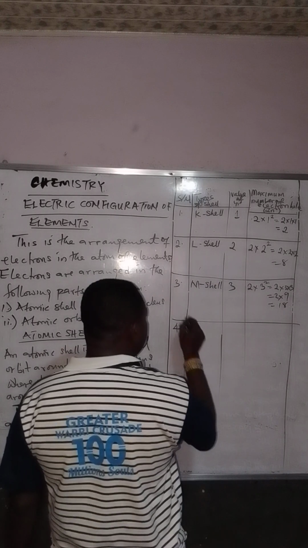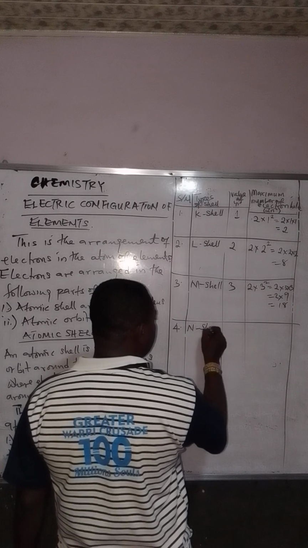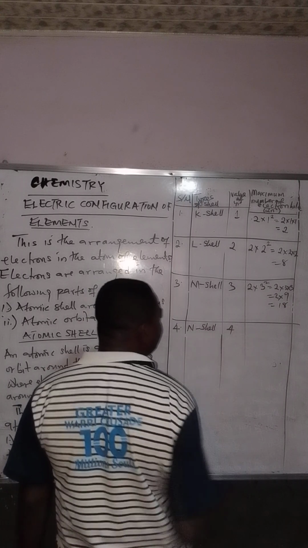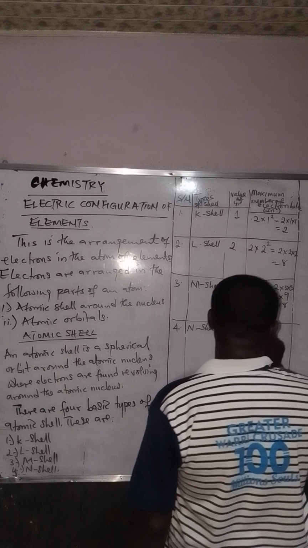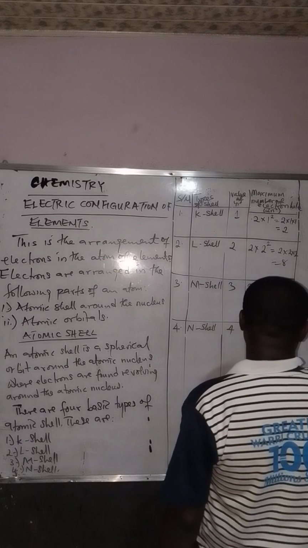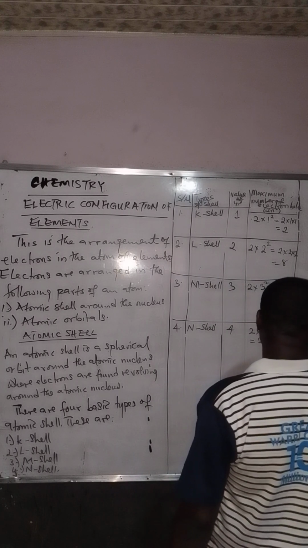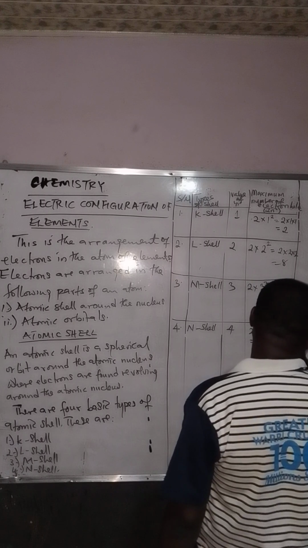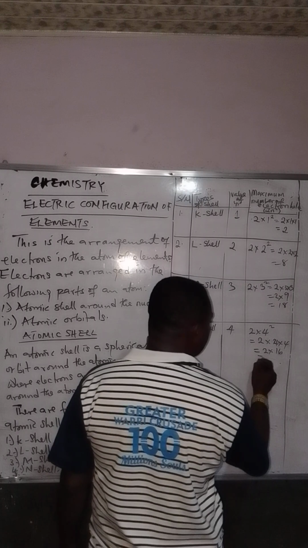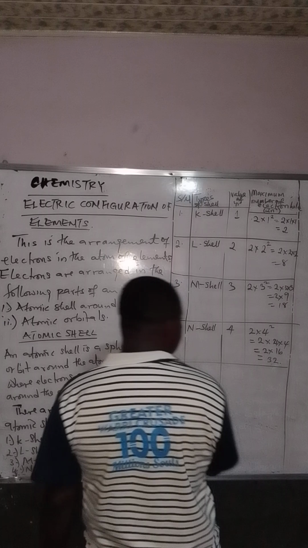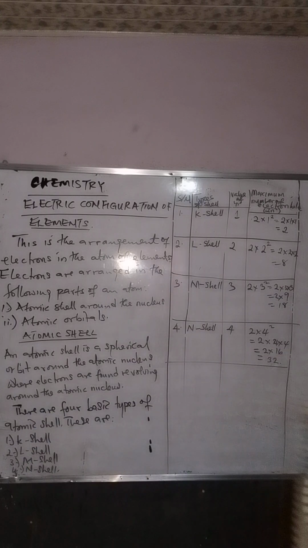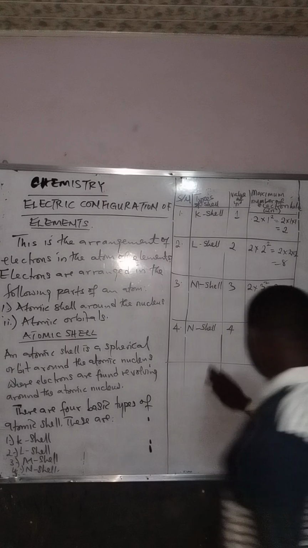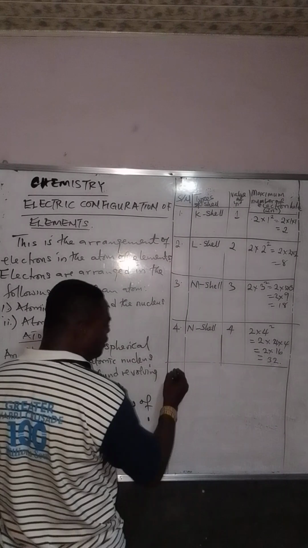And lastly, we have N shell. N shell principal quantum number is 4. So you have 2 times 4 raised to power 2, which is said as 2 times 4 times 4. 4 times 4 is 16, and that gives us 32. So this N shell can carry the maximum of 32 electrons.